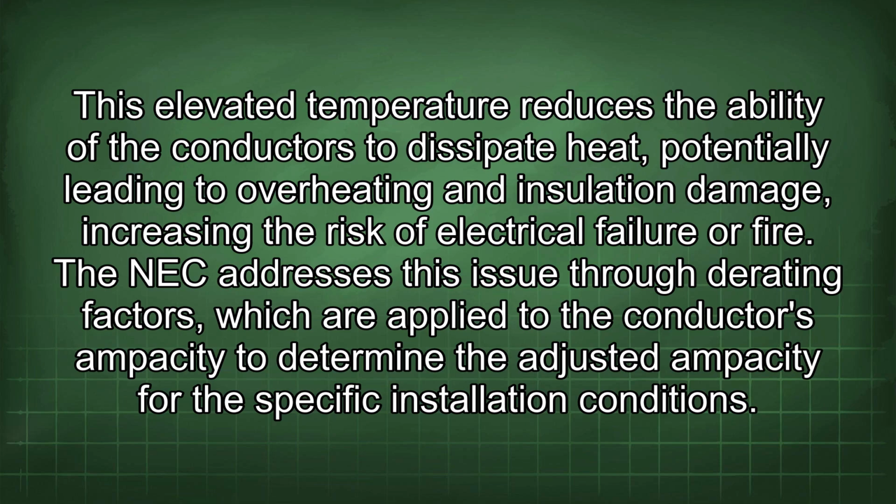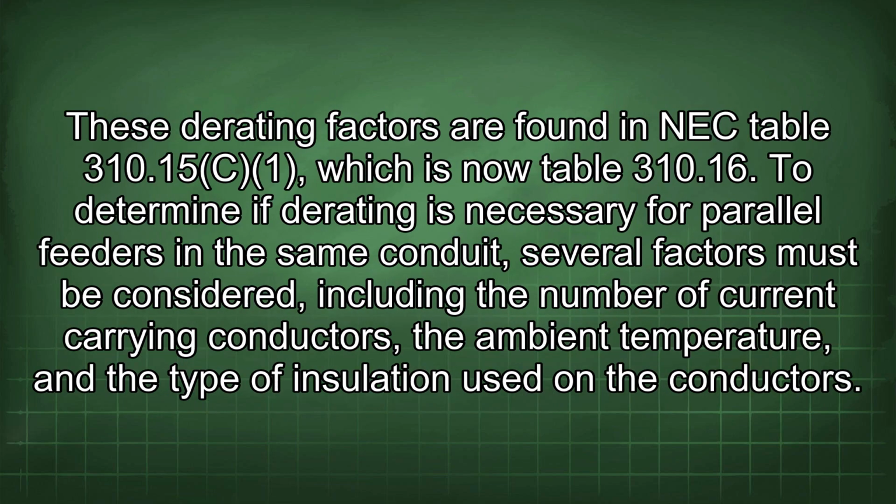The NEC addresses this issue through derating factors, which are applied to the conductor's ampacity to determine the adjusted ampacity for the specific installation conditions. These derating factors are found in NEC Table 310.15 current, which is now Table 310.16. To determine if derating is necessary for parallel feeders in the same conduit, several factors must be considered, including the number of current-carrying conductors, the ambient temperature, and the type of insulation used on the conductors.